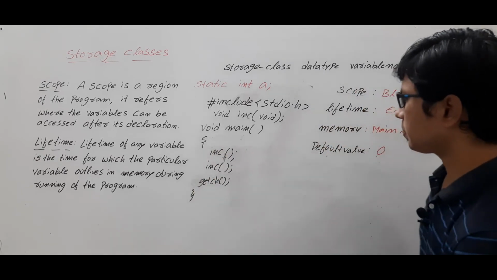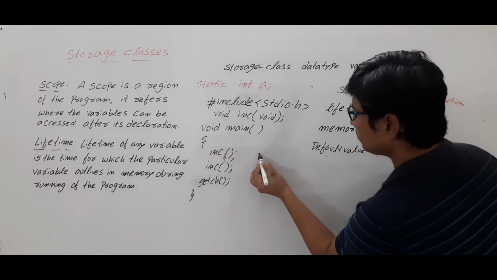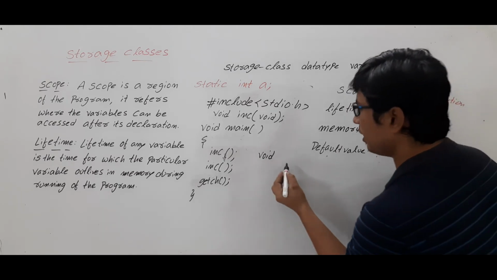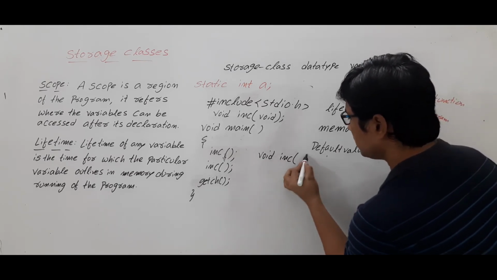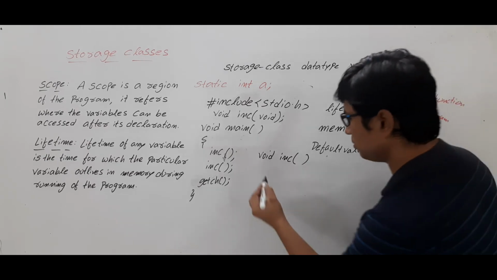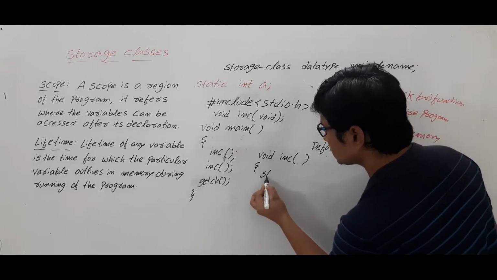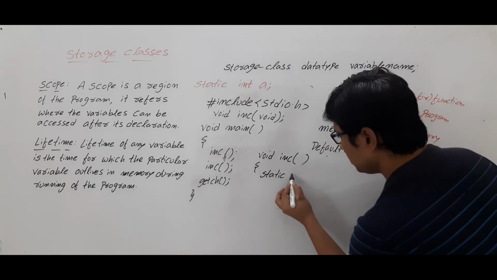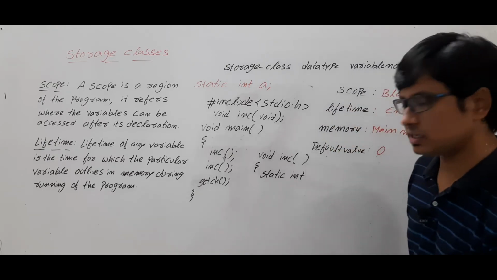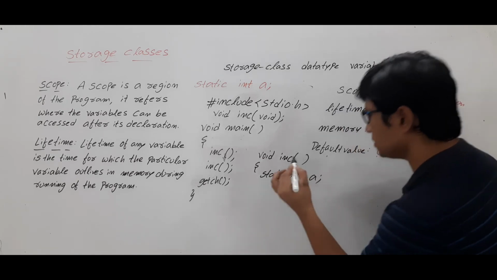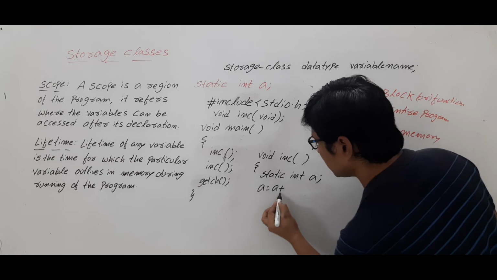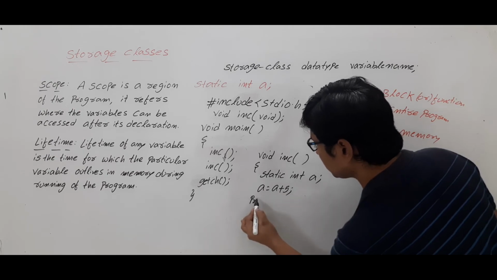Now let me define the function. Void inc. I do not need to specify any arguments. Here what I am doing is that I have created a static variable with a data type as int, and I have specified a. Then I have written a is equal to a plus 5.